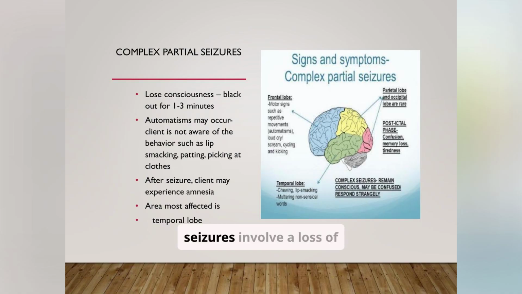Complex partial seizures involve a loss of consciousness for 1 to 3 minutes. Automatisms, such as lip smacking or picking at clothes, may occur, and the individual is typically unaware of their behavior. Amnesia is common after the seizure, and the temporal lobe is often the most affected area.